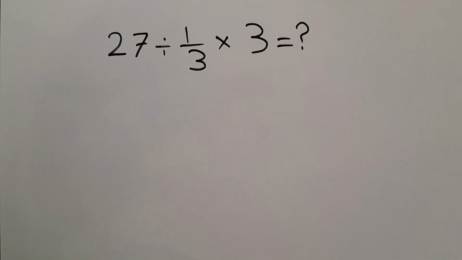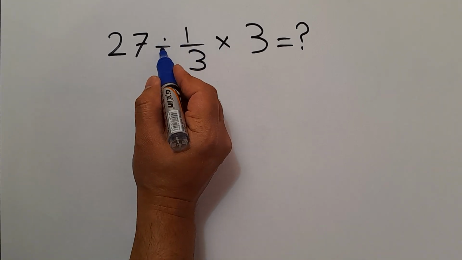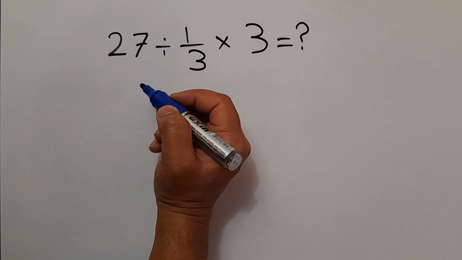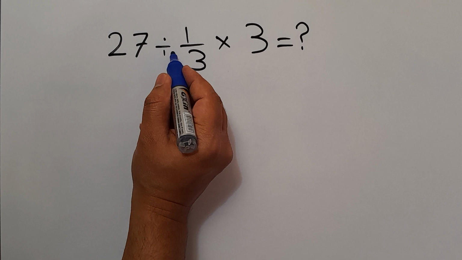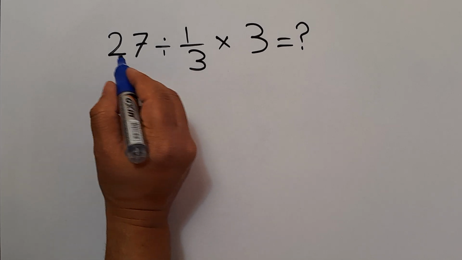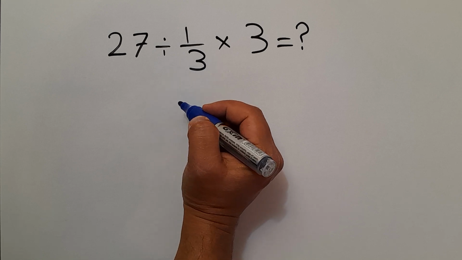because according to the order of operations, which is PEMDAS, multiplication and division have equal priority, and we have to work from left to right. So first this division, 27 divided by 1 over 3.